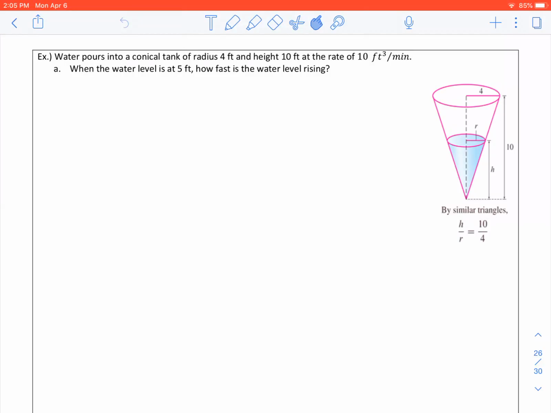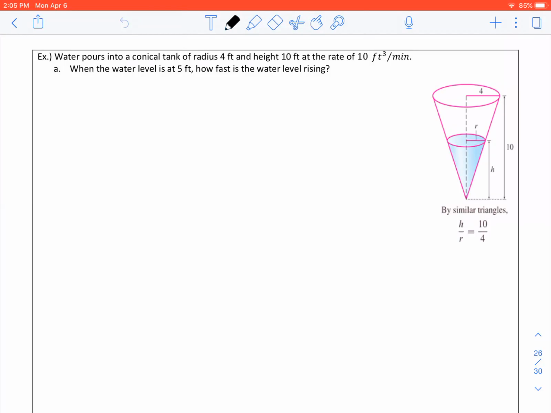We're in section 3.9, page 26. The example says water pours into a conical tank at a radius of 4 feet and height of 10 feet at a rate of 10 feet cubed per minute. Part A says when the water level is at 5 feet, how fast is the water level rising? I also want you to notice that they do give you a diagram in this one. Most of the time they do not, and you'd have to draw your own.